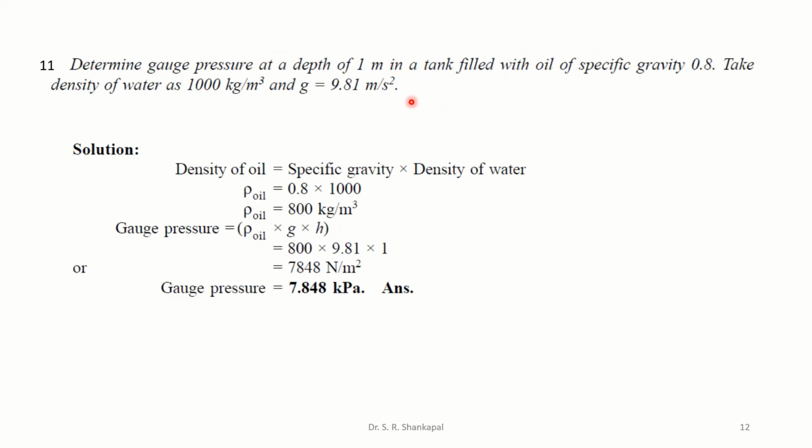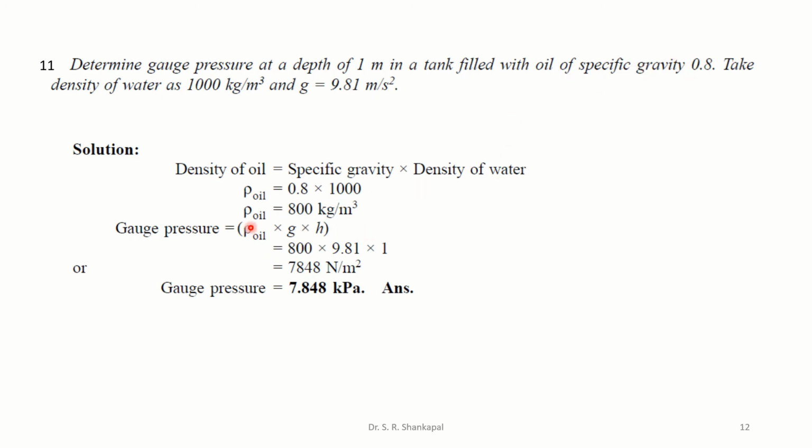Determine the gauge pressure at a depth of 1 meter in a tank filled with oil of specific gravity 0.8. Take the density of water as 1000 kg per meter cube and g as 9.81 meter per second square. We have to measure the pressure at a depth of 1 meter in a tank filled with oil. So again the equation is rho g h.